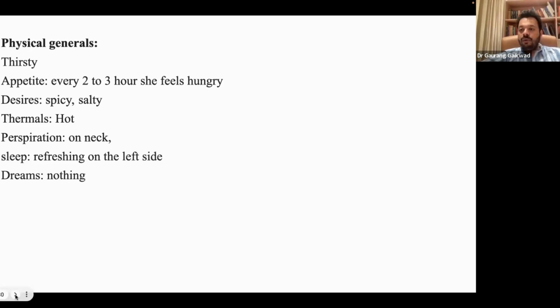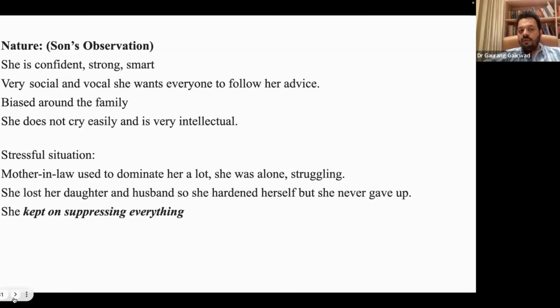She feels very hungry very often. Every 2 hours she feels hungry. She's a hot patient. There's a lot of thirst. Here I ask the son, because now she's not opening up at all. And I ask her, can you tell me what is it? And she just doesn't talk. So now I take help of the son to explain to me a little bit about what's happening.